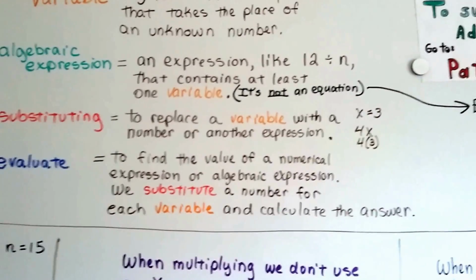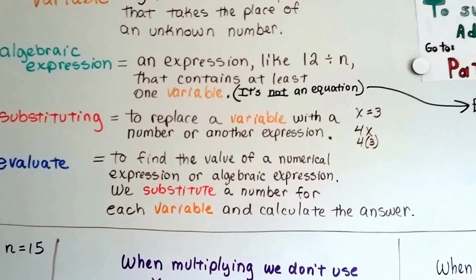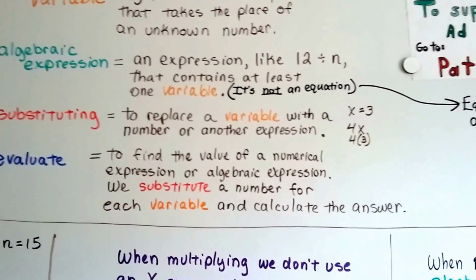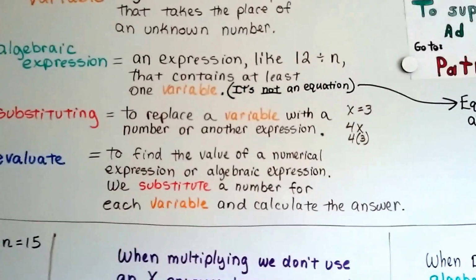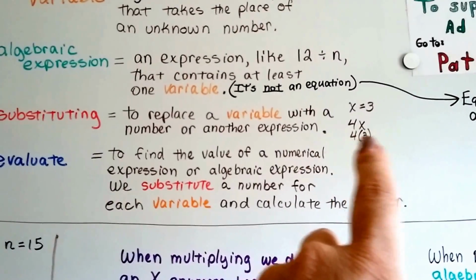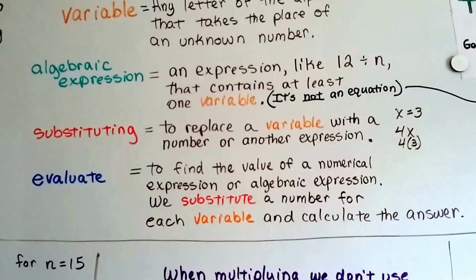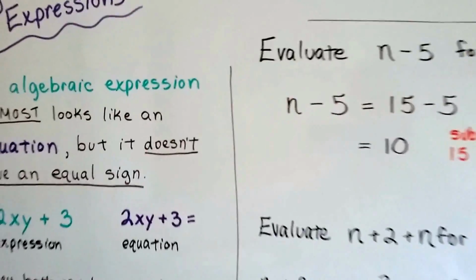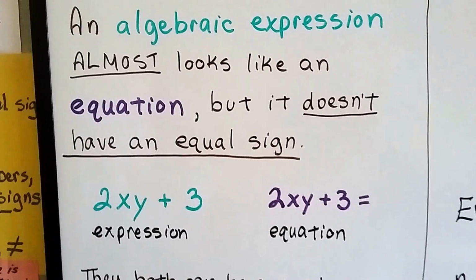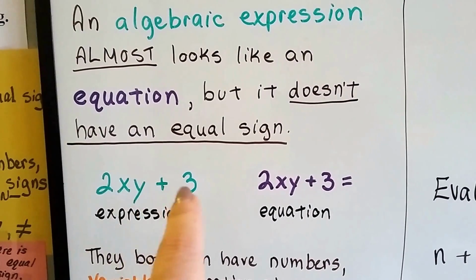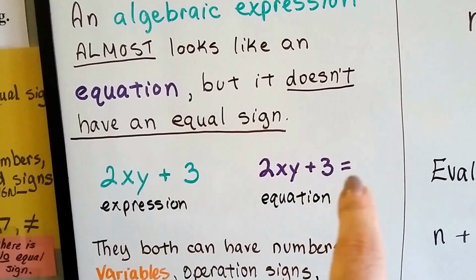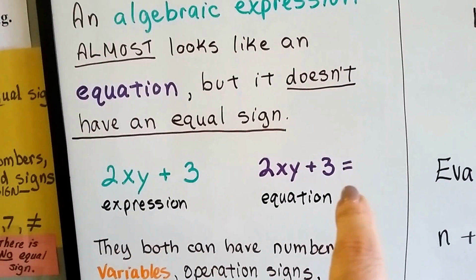And evaluate, that means to find the value of a numerical expression, like this, or an algebraic expression, and we substitute a number for each variable and we calculate the answer. So when I substituted the 3 in for the x, and I do 4 times 3 is 12, I just evaluated it, okay? So an algebraic expression almost looks like an equation, but it doesn't have an equal sign, so it's not the same thing. This is an expression, see? This is an equation. The only thing that's different between them is this one has an equal sign. It makes it an equation, okay?